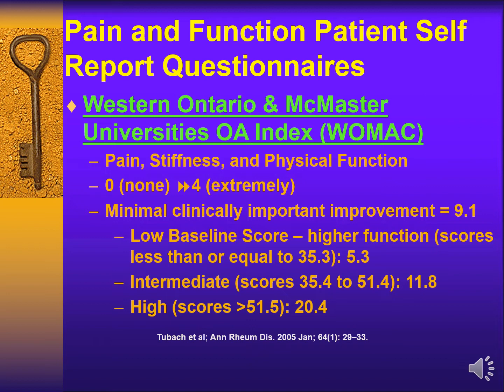And if we're dealing with higher scores, these are individuals who have high levels of disability, very limited. If the scores are over 51.5, we're looking for changes of about 20 before we know that the patient has had a significant improvement. And so again, this is an important scale. It's used clinically as well as in research that you should be familiar with.